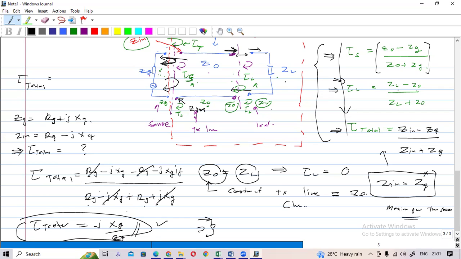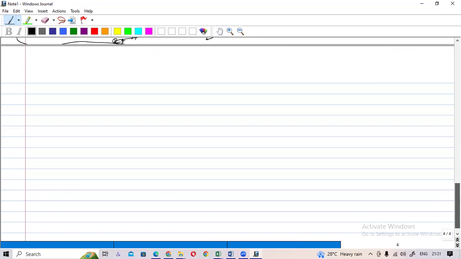Maximum power will be delivered to the load. This scenario is very important, because when we are designing amplifiers and oscillators, you have to consider this conjugate matching scenario. So that is why I told you. Do you have any problem related to this?